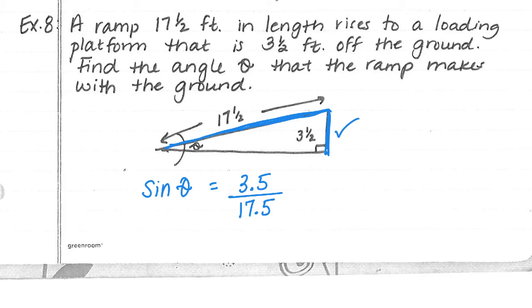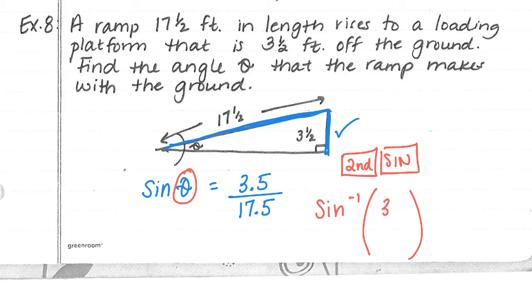Now putting this in our calculator is a little different. Whenever we're looking for theta, we're going to use, well, there's a couple ways to do it. I like to take, in your calculator, you're going to take second and sine, and up pops this sine to the negative first. And inside of there, I can take the 3.5 divided by 17.5, or you can find this first and then throw that answer in there. But I like to just do it in one step.